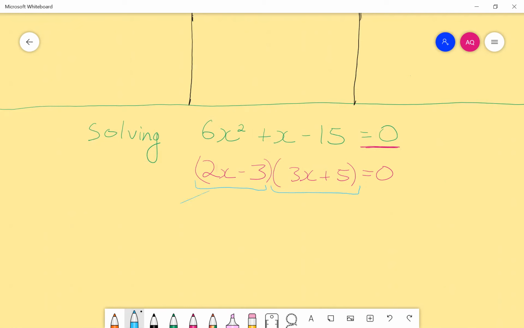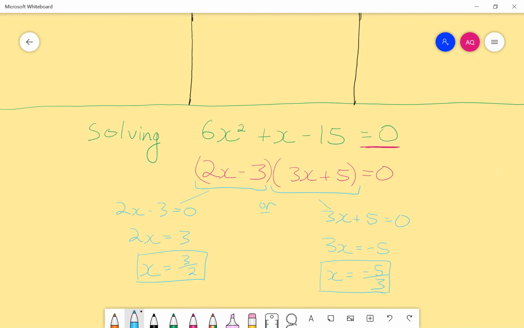Okay, so we can say that 2x minus 3 equals 0, or 3x plus 5 equals 0. Now with this then, we'll just solve for x. So 2x equals 3, x equals 3 over 2. And in this case, 3x equals minus 5. So x equals minus 5 over 3. So they are our roots of the quadratic equation. That is solving the quadratic equation. Okay. So x equals 3 over 2 or x equals minus 5 over 3.